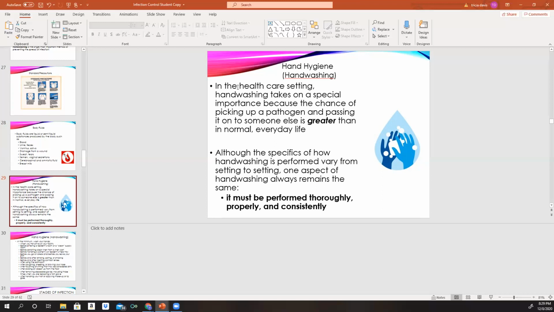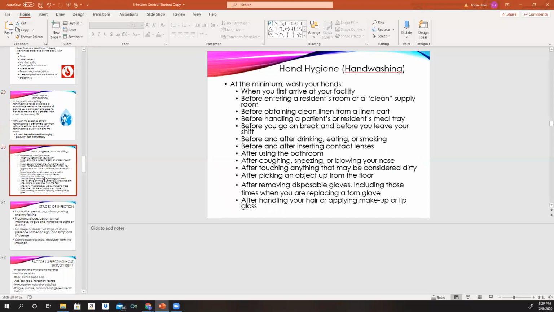If you look at skill 20 in box 24-1, performing hand hygiene using soap and water, it shows you exactly how to scrub your hands and your nails and how long it should last. And then we're going to be able to do this in lab too. We're going to go over hand hygiene and how to do it.